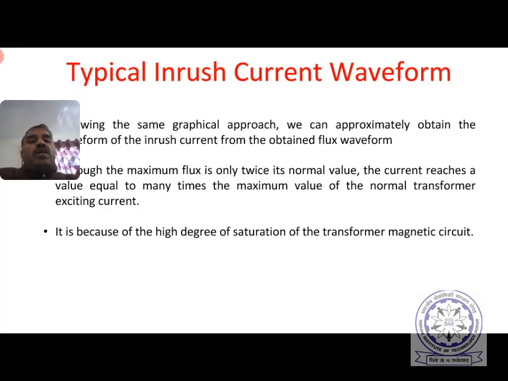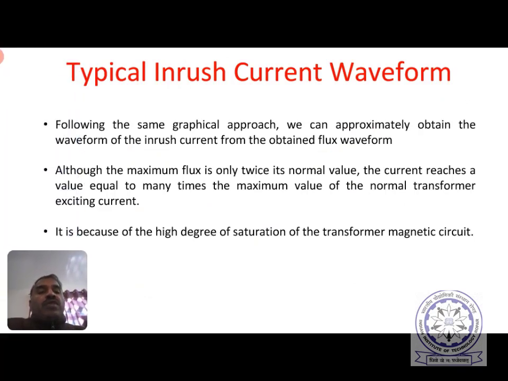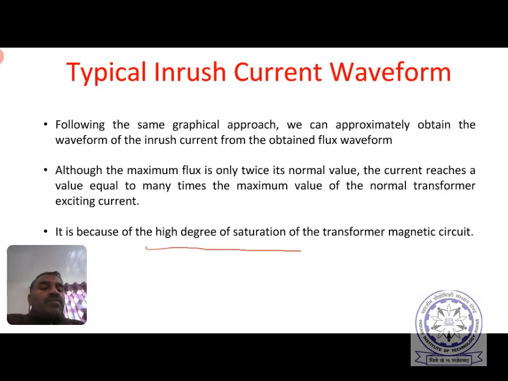Now, the typical inrush current waveform. Following the same graphical approach, we can approximately obtain the waveform of inrush current from the obtained flux waveform. Although the maximum flux is only twice its normal, the current reaches a value equal to many times because it is non-linear. Flux is just twice, but current is not just twice. It is several times because of the nonlinear or saturation characteristics. It is because of the high degree of saturation of the transformer magnetic circuit.